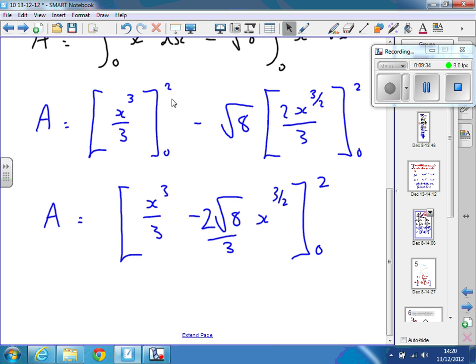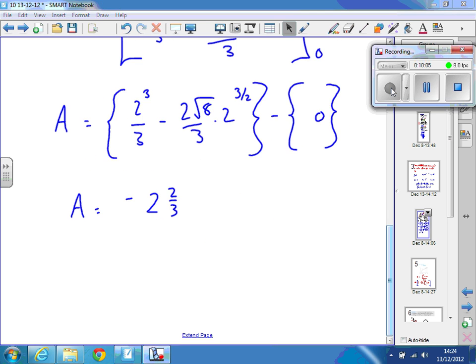All I've done is taken the 2 and the 3 outside with the root 8, so that's 2 root 8 over 3, that's this bit, times x to the 3 over 2. And now I can put x equals 2 in, and then x equals 0 in, and work it out. Right, Mason? You can work them out separately, but because they're the same limits, you can also work it out in one hit.